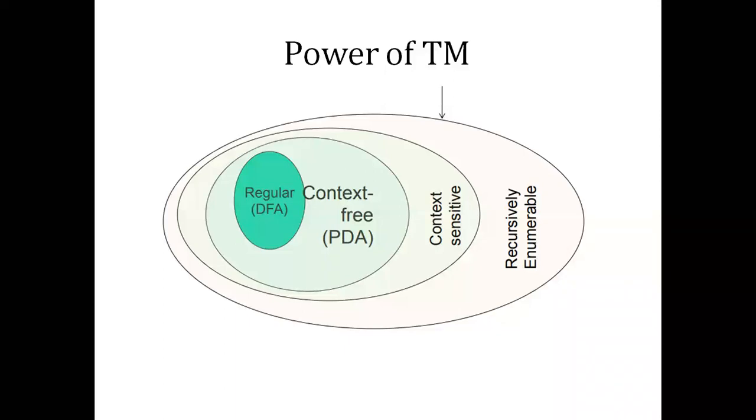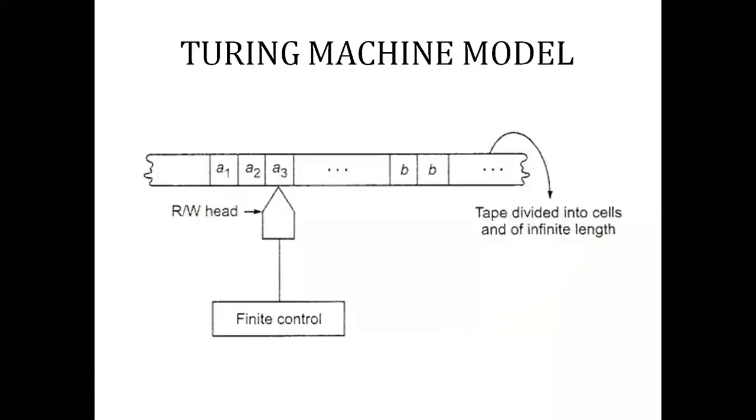Now, a Turing machine can model all the languages which your PDA, LBA and DFA can model. Okay, so the Turing machine is considered to be the most powerful model that we are going to study. Now, what is this Turing machine model?